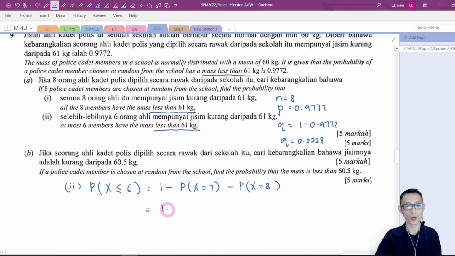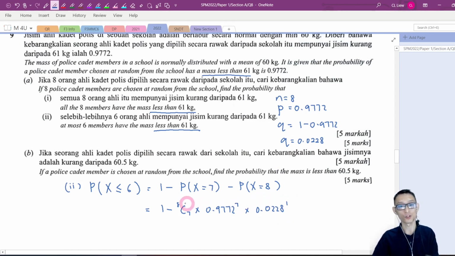Now, 1 minus P(X equal to 7), using the formula nCr: 8C7 times 0.9772 raised to the power of 7 times 0.0228 raised to the power of 1. We make sure that the sum of these two powers is equal to the total number of tries. So how about this one, P(X equal to 8)? We got it just now, right? So I just use the answer from just now, 0.8315.